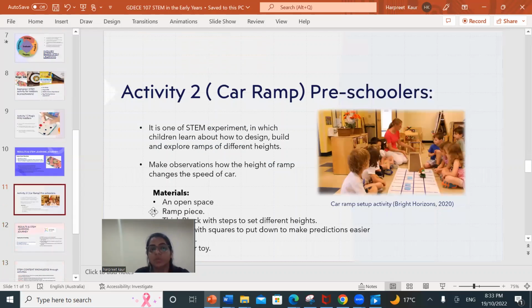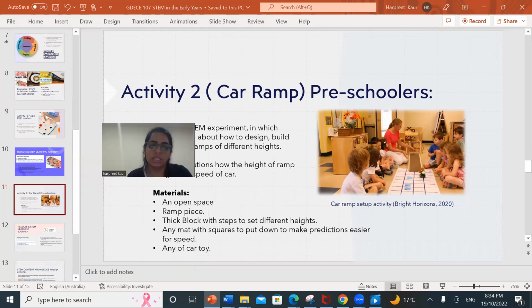The next activity, which can work for preschoolers, is the car ramp. It's also one of the basic science STEM experiments, in which children learn how to design, build, and explore ramps of different heights. So they can make observations about how the height of the ramp changes the speed of the car. For this activity, we just need common things: an open space and a ramp piece, a thick block with steps to different heights, as we can see in the picture.